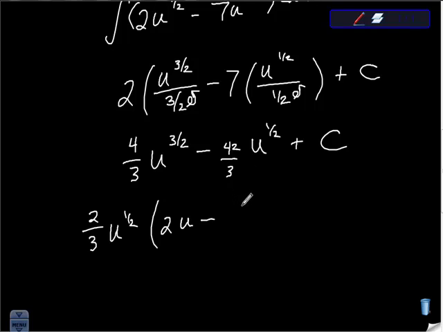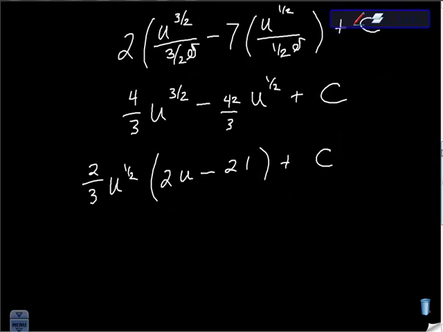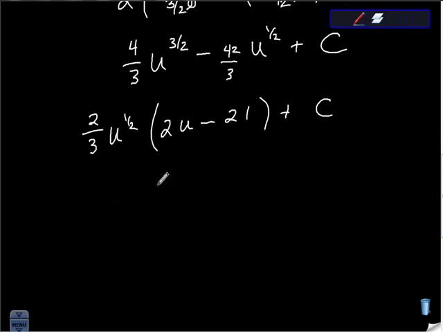And I'm going to factor out a 2 here, so 2 times 21, 2/3 times 21 would be 42/3, right? I don't have the u to the 1/2 because when I multiply it, it gets back here. Plus c. So now you're like, okay, good, we're finally done. No, we're not actually done yet.